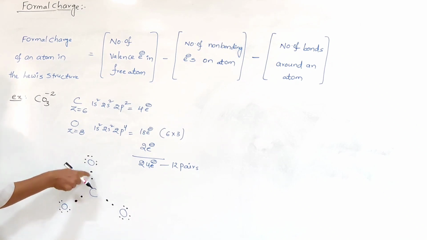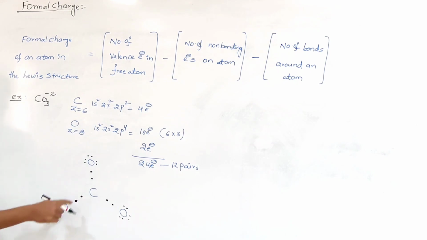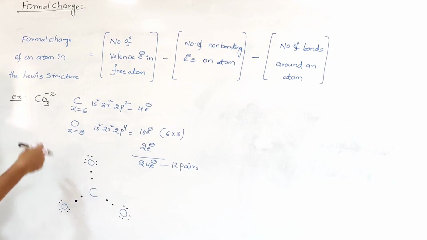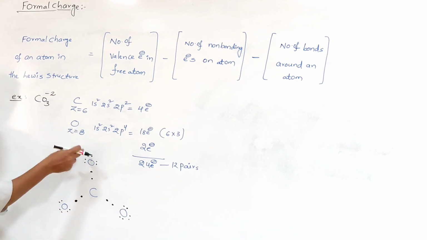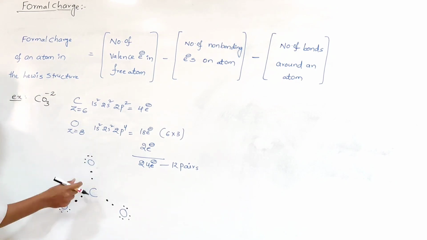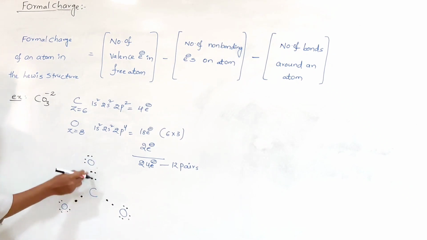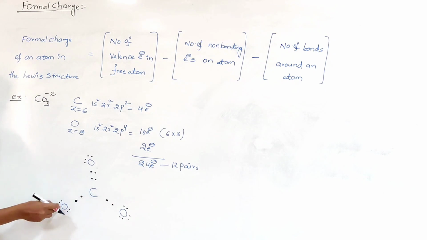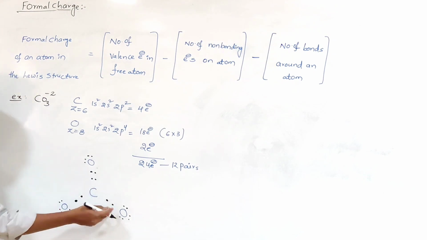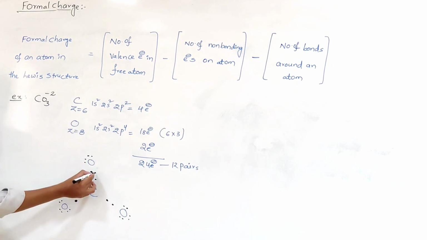Whenever the single shared pair of electrons does not satisfy the octet configuration, we need to keep one more shared pair of electrons between the carbon and oxygen here. So that I write here between oxygen and carbon. Not only here, it is your wish. Either you can keep the electron pair between these two or these two. Your wish, that is. I can keep here.